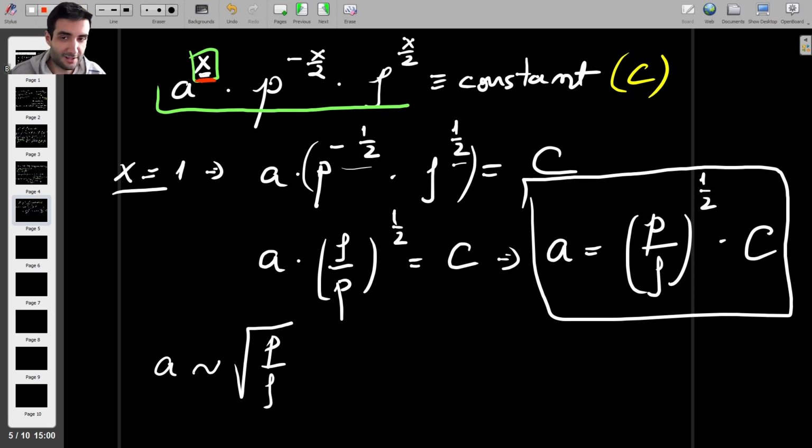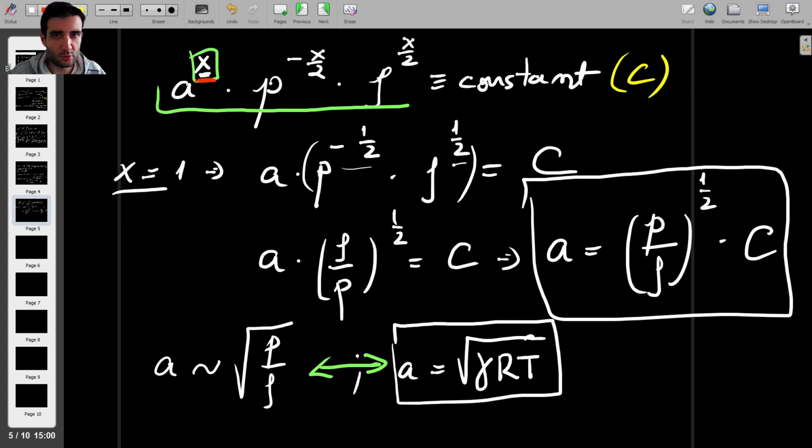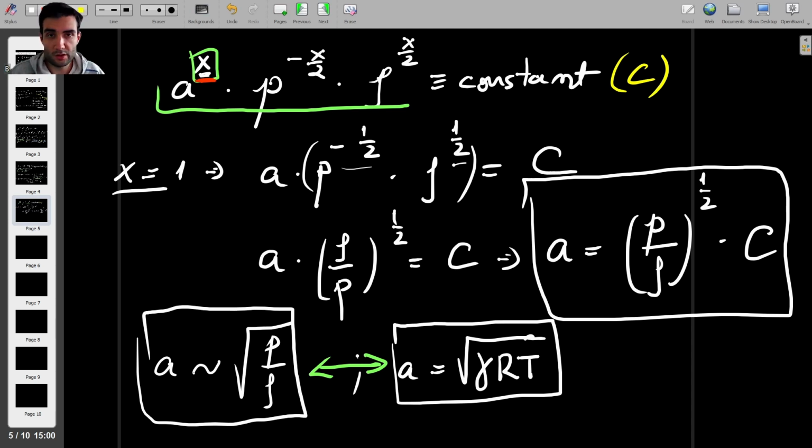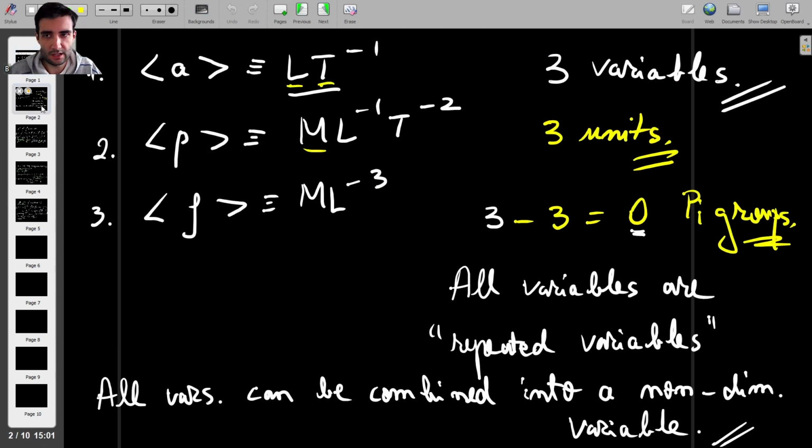Another way to write this is that the speed of sound is equal to the square root of gamma RT. You can go between those two formulas using the ideal gas law. I think this is the more common way of expressing the speed of sound, but this one works as well. So this is what we showed, that the speed of sound in air is proportional to the square root of air pressure over air density. And we did that using some dimensional analysis. And that's the end of the question.